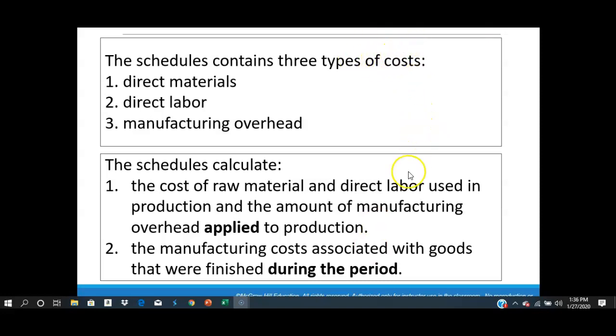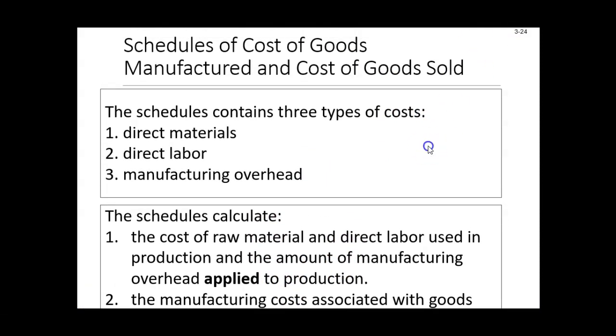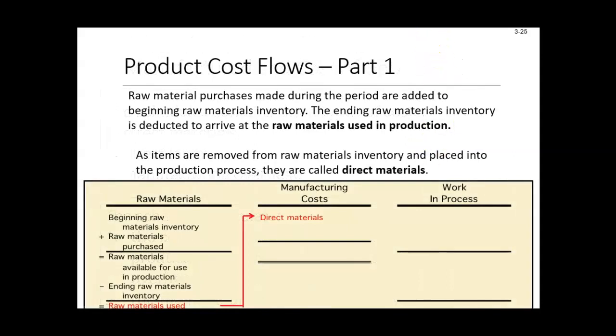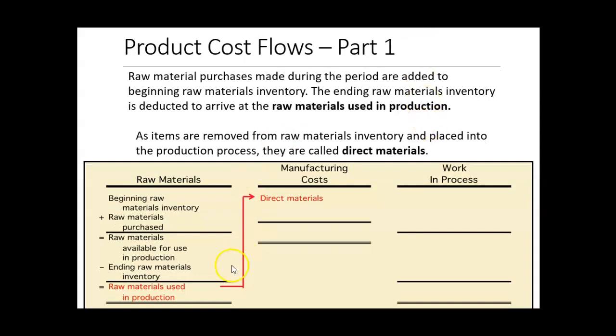So if you think back to job A we just did in the previous video lecture, we're looking at all of the raw material used to produce job A, the direct labor cost to produce job A, as well as the overhead costs that we're going to assign to job A. Okay? So let's take a look at the product cost flow part, but from a schedule standpoint.